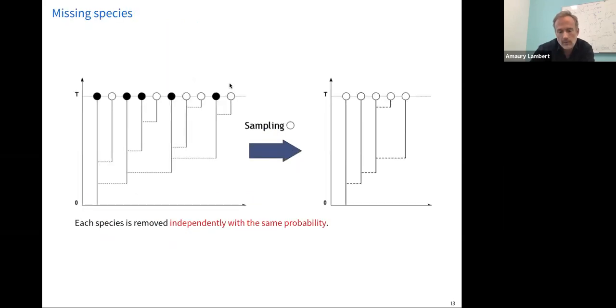So here's what I mean by a sample. You take the tree spanned by all species extant at T, and what you do is keep only a fraction of these by sampling each species extant at time T independently with the same probability, and you look on the right at the tree spanned by the sampled species.